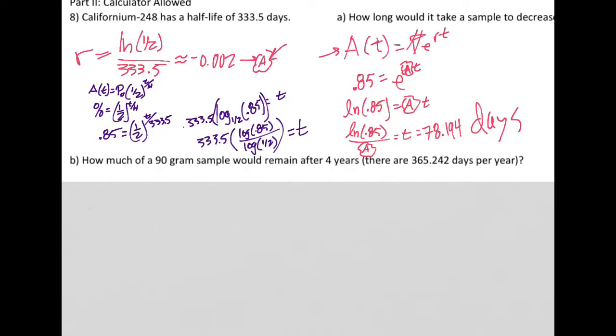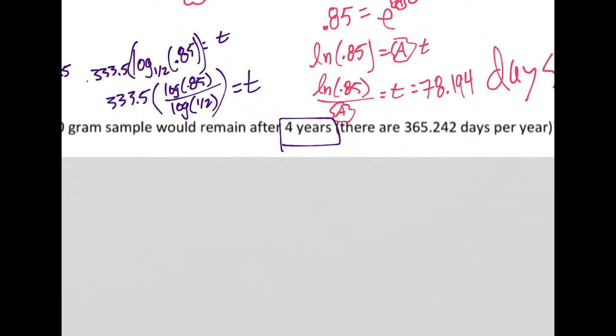But let's do problem number B. Problem number B says, how much of a 90-gram sample would remain after 4 years? And here's the kicker, years, but our rate and all this work we've done is in terms of days. So we need to convert the years to days first. And look, I've given you 365.242 days in the year. That's what Google told me.